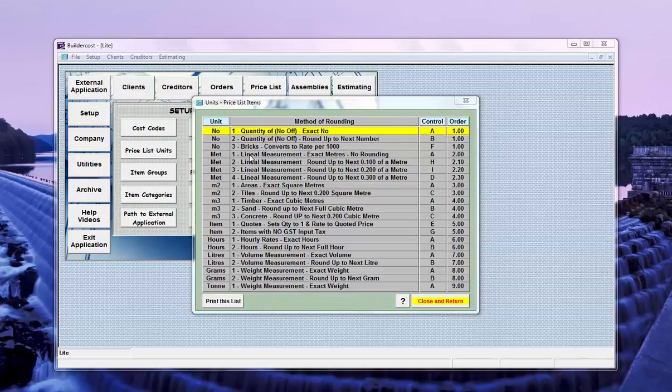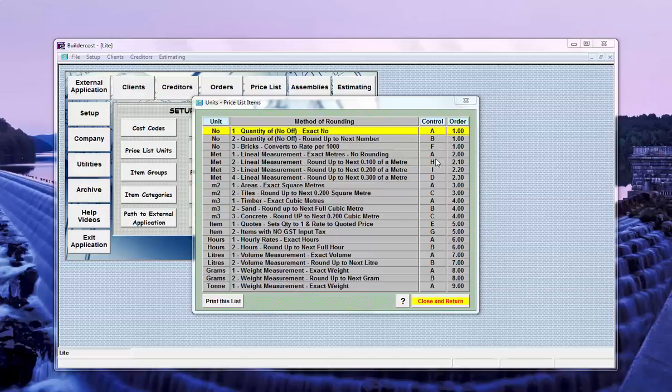When you look at meters, we have that repeats 4 times here. The first one is the exact number of meters, no rounding at all. Linear measurement, round up to 0.1 to the next 0.1 of a meter, round up to the next 0.2 of a meter, round up to the next 0.3 of a meter. Timber's purchased in increments of 0.3, particularly hardwood.